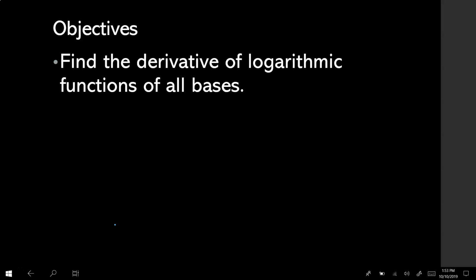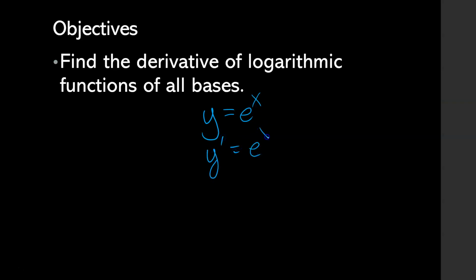So the information we proved last time was basically that y is equal to e to the x has the derivative of e to the x, or e to the x is its own derivative, which is a little bit weird, but is very, very true.